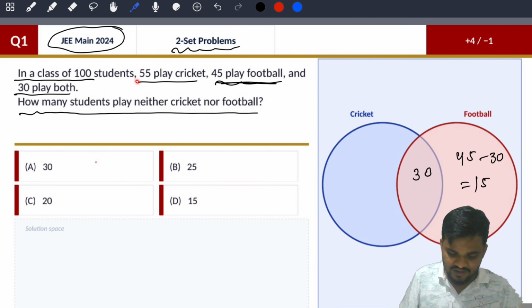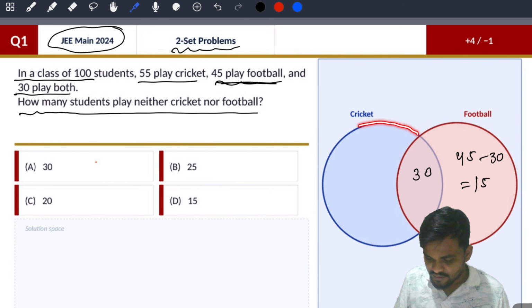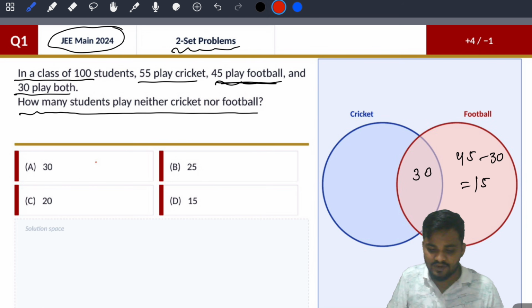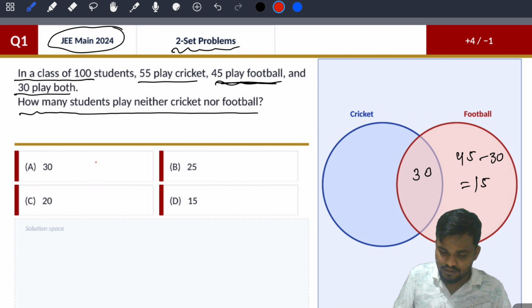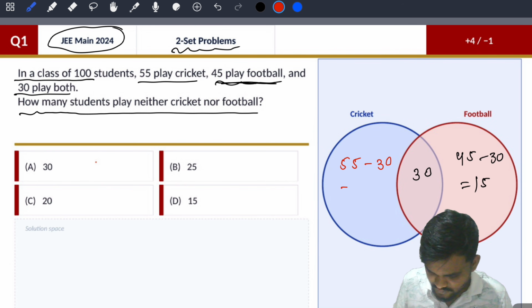Similarly, given 55 play cricket, that means this is my 55. Out of 55, 30 play football also. So how many play only cricket? 55 minus 30. So this becomes 25.